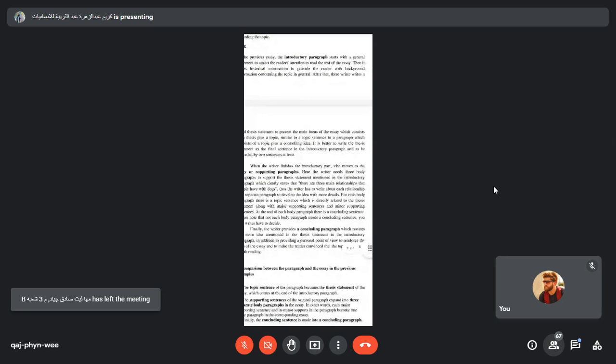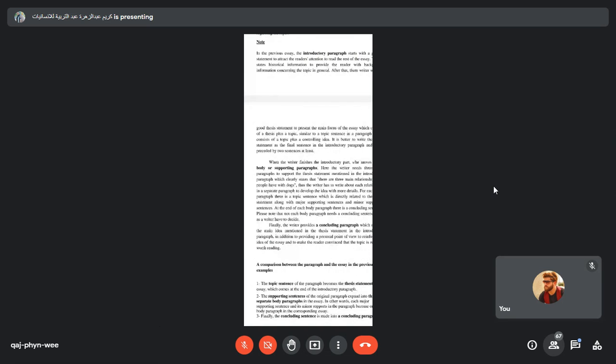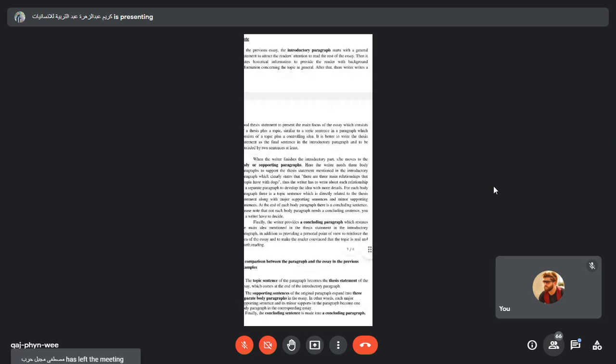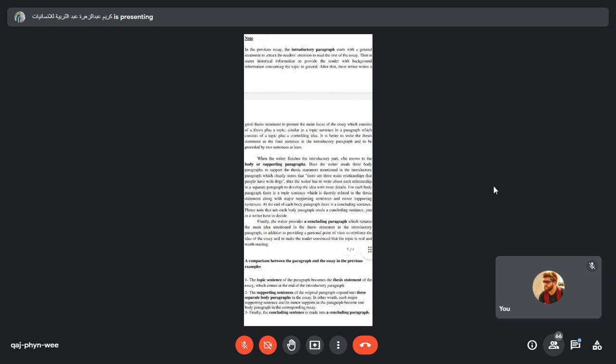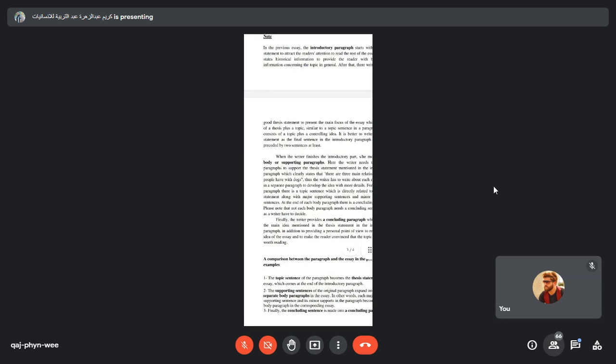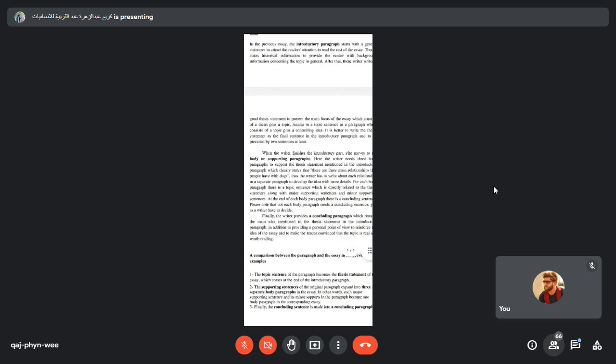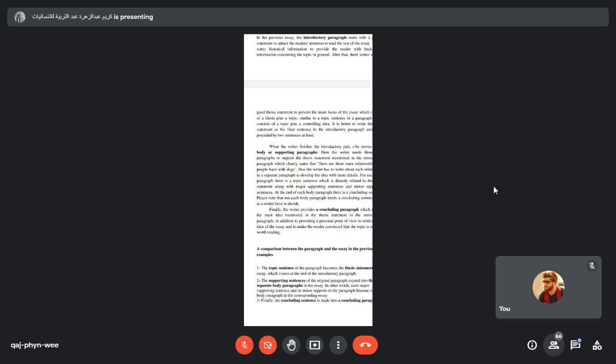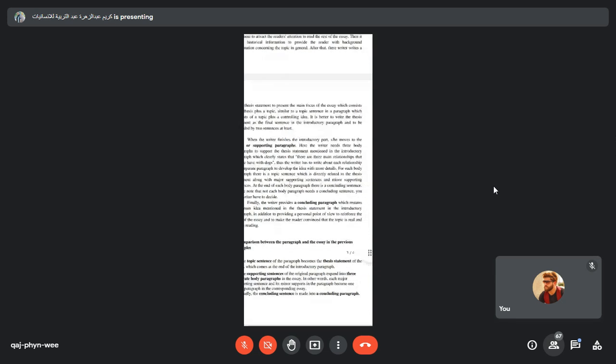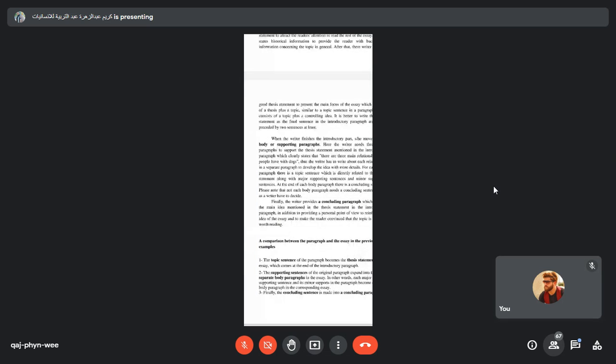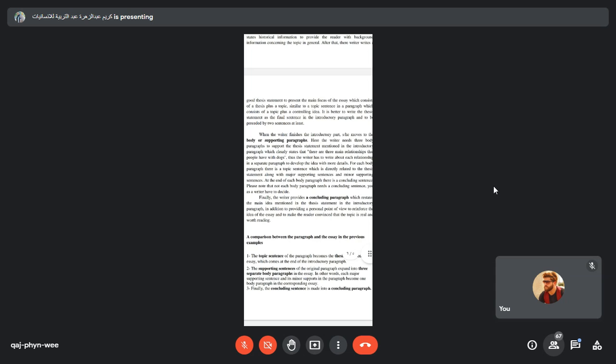Here, the writer needs three body paragraphs to support the thesis statement mentioned in the introductory paragraph. يحتاج ثلاث paragraphs حتى يكمل الفكرة. Which clearly states that there are three main relationships that people have with dogs. Thus, the writer has to write about each relationship in a separate paragraph. يعني he needs to write a full paragraph about what? About one relationship. Why? Because this relationship is so detailed and explained. Develop the idea in more detail.